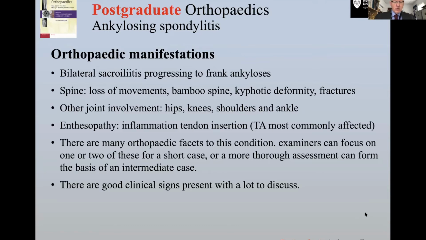There are many orthopedic facets to this condition. Examiners can focus on 1 or 2 of these for a short case, or a more thorough assessment can form the basis of an intermediate case. There are good clinical signs present with lots to discuss.